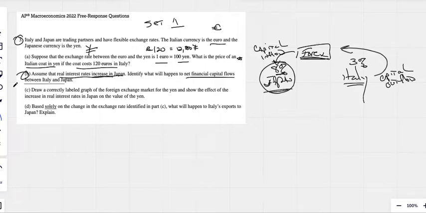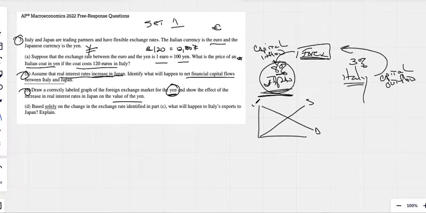Easy enough, right? Draw a correctly labeled graph of the foreign exchange market for the yen. For the yen, make sure you know what we're talking about and show the effect of an increase in the real interest rate in Japan on the value of the yen. So we kind of know what's going on here. We do just need to know how to draw this graph. It's simply a supply and demand. This is our foreign exchange graph. Now, we are talking about yen. So it's going to be yen on the vertical and the quantity of yen on the horizontal. Remember that.